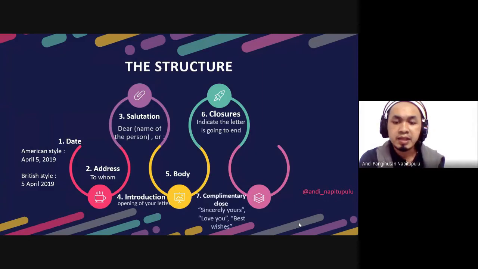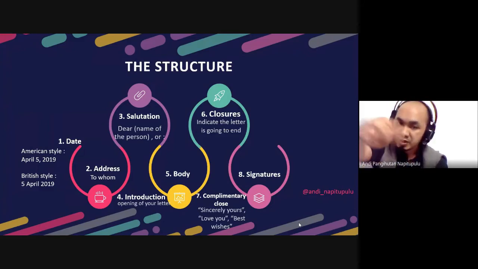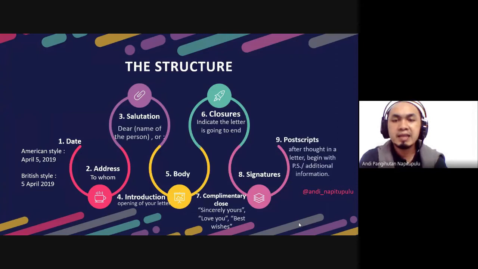Yeah, the seventh, you need to write down the complimentary clause, like "Sincerely yours," etc. And eighth, the signatures. Of course, you must write your signature. And then the last is postscripts. Actually, a postscript is optional, guys. You can write "PS" here. The function of a postscript is for your additional information.